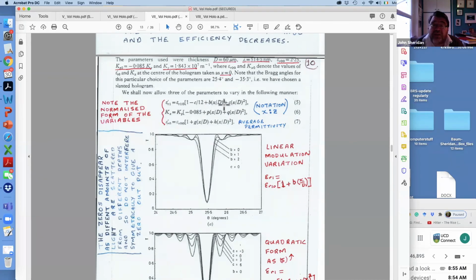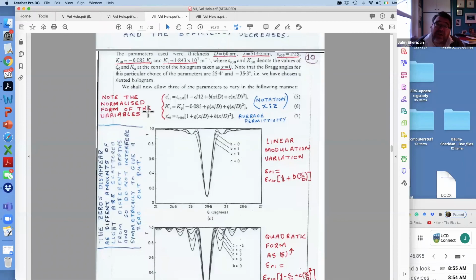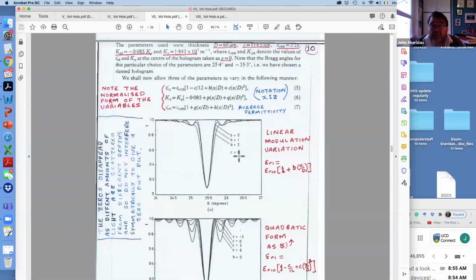So these parameters, we can find out the minimum number of parameters we need in order to describe what's happening inside the grating. So we've normalized the values, and we've made sure that, for example, our average index goes to a constant value. And if we allow the C to be 0 and we vary the B here, so we have a linear variation in our modulation, then basically what we see is we have this on-Bragg value, but the zeros here disappear. And again, we've chosen this so that our effective grating strength doesn't change.